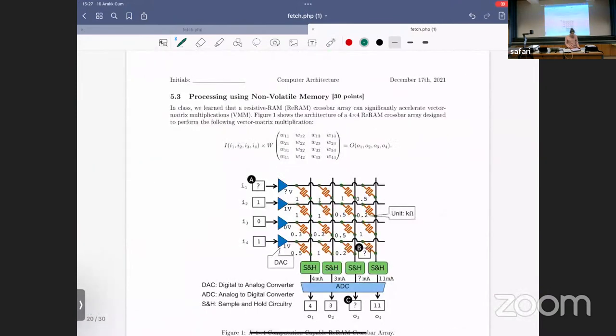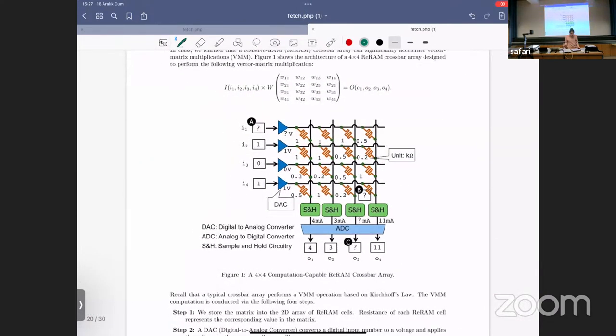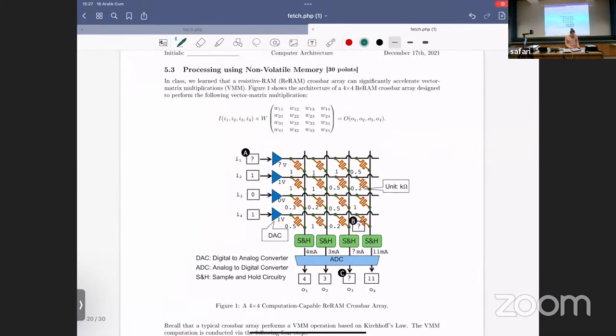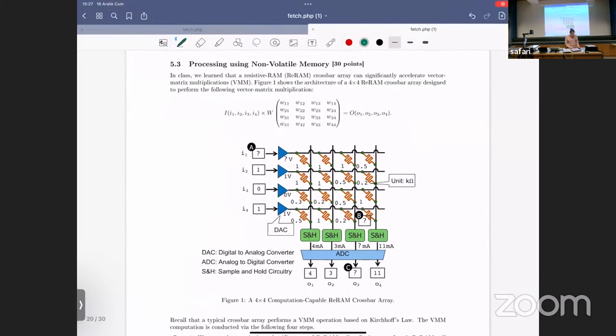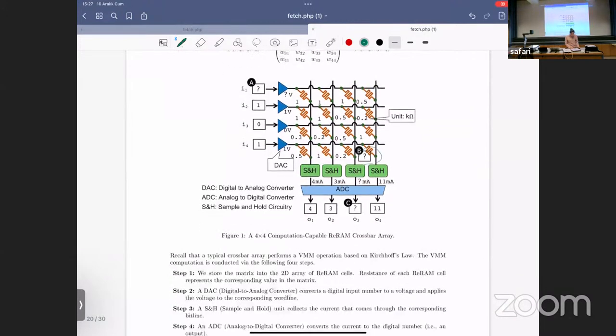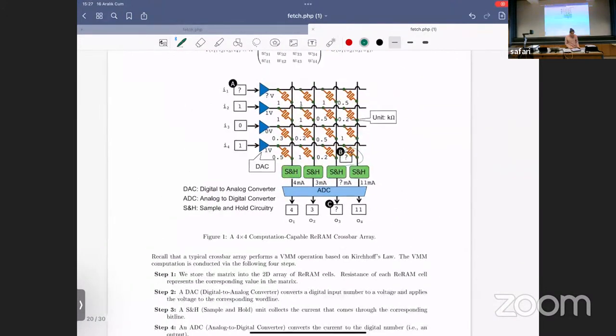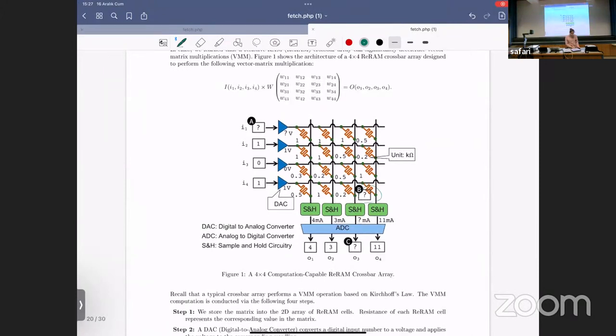Okay, so now this is the last part. Here we have a resistive memory. We store one matrix in this resistive memory, and we have some inputs and some outputs, but we don't know one of the inputs, we don't know one of the outputs, and we don't know one value of the matrix. And it explains how in general this mechanism works. So we convert these digital numbers to analog numbers, perform the multiplication, division, whatever the operation we want, and then we just do this.